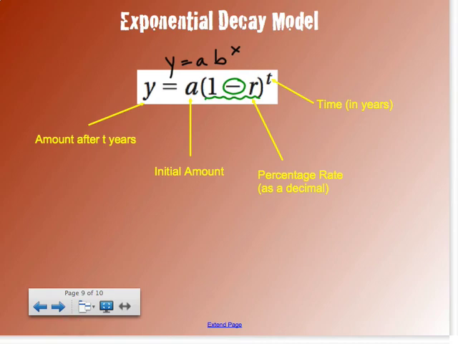It's going to, as we move left to right on the graph, get less and less and closer and closer to 0. So notice that almost everything else stays the same. Y is still the amount after a certain amount of years. We're going to call it T for years. Okay, and then A is still that initial amount.